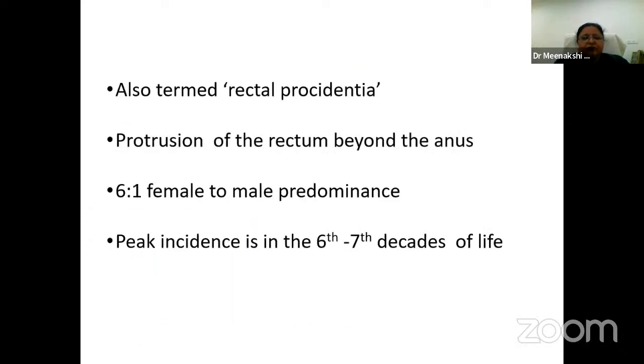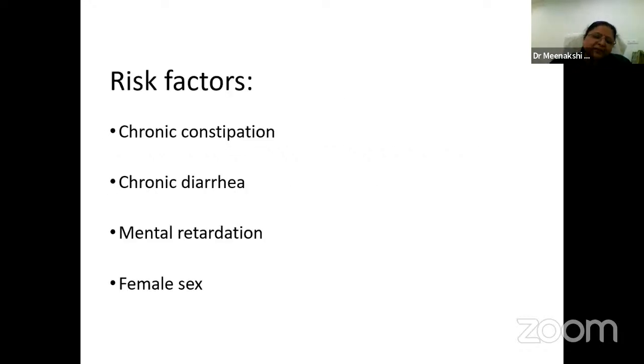Now, what is the pathology of this rectal prolapse? There is a protrusion of the rectum beyond the anus. There is always a female preponderance, and the peak incidence you will get in the 6th to 7th decades of life. Now, the risk factors are chronic constipation, chronic diarrhea, patients may have mental retardation, and the female sex preponderance is always there.